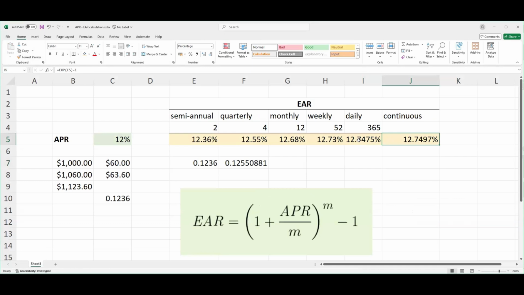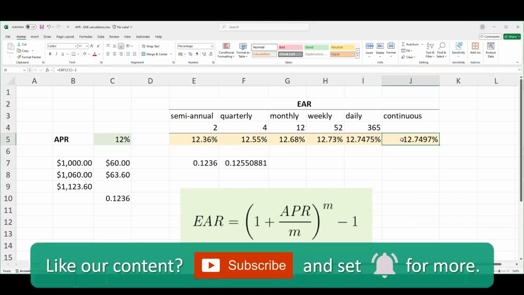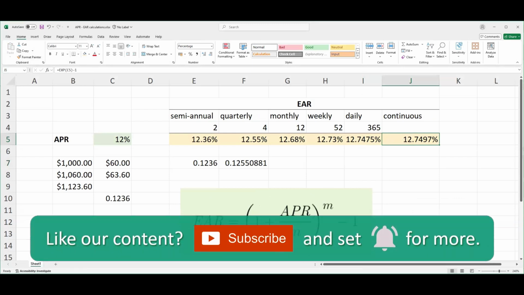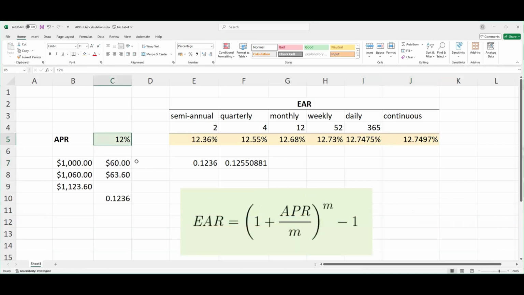You might wonder why it's not a lot higher, because I'm earning interest every instant. But I'm earning a tiny amount of interest, so that's why there's not much difference. For example, if I increase this to 20%, then the difference becomes a bit more significant. If I make this, let's say, 50%, then it again becomes a bit higher. Let's go back to 12%.